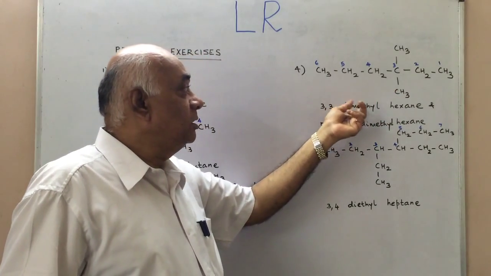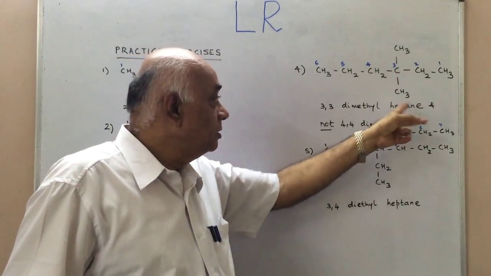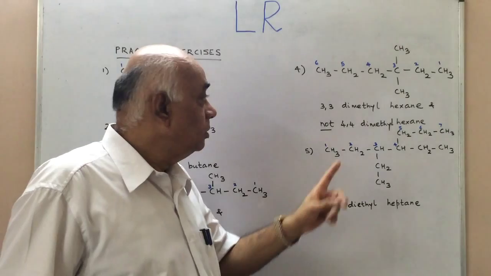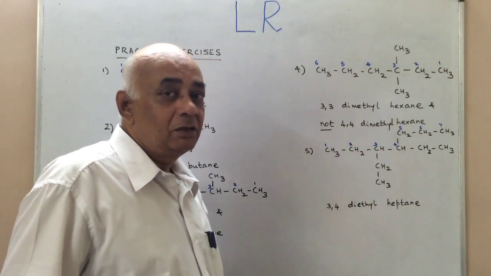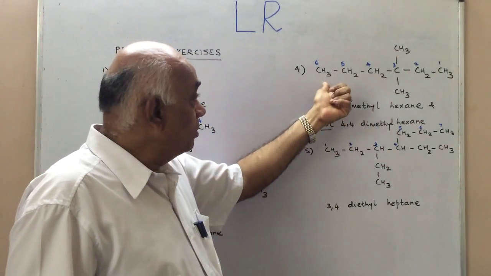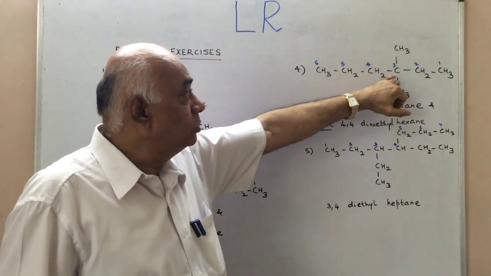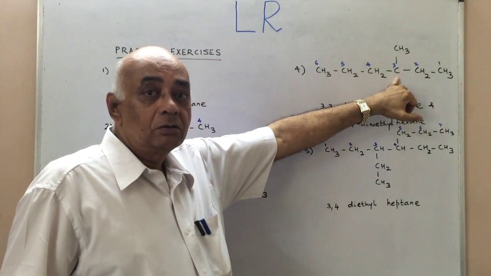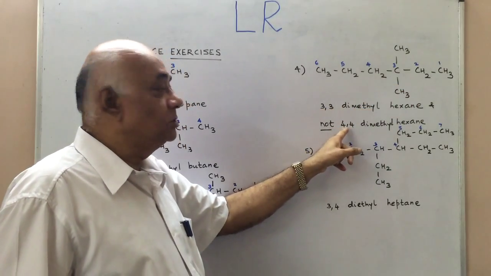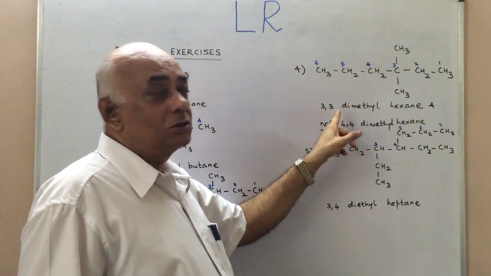This would be 3,3 dimethyl hexane, and not 4,4 dimethyl hexane, which would be the name if the numbering was done from left to right. This carbon atom would have the 4th number, but this would be incorrect since this does not obey the lowest number rule.